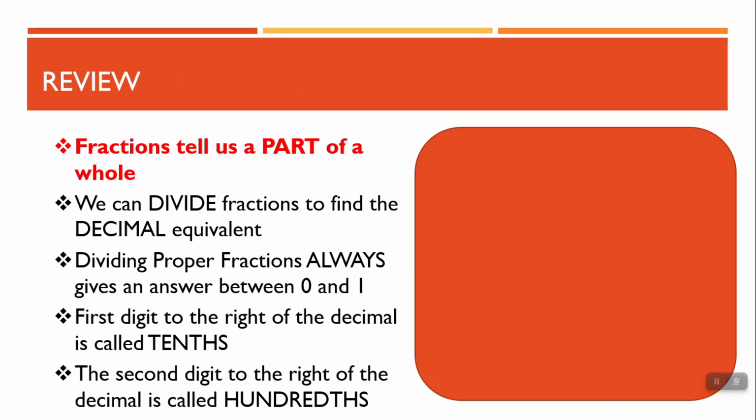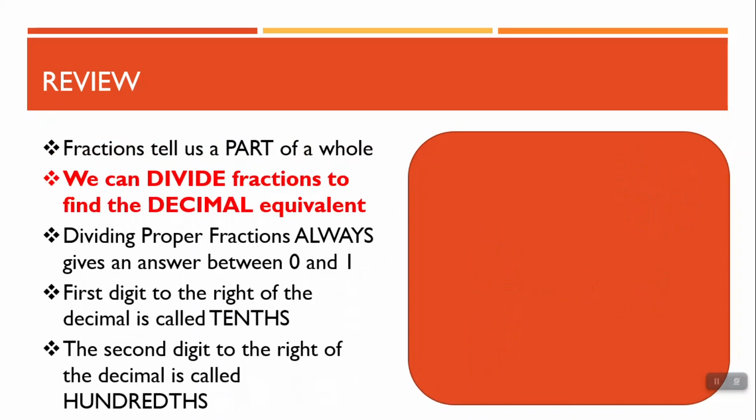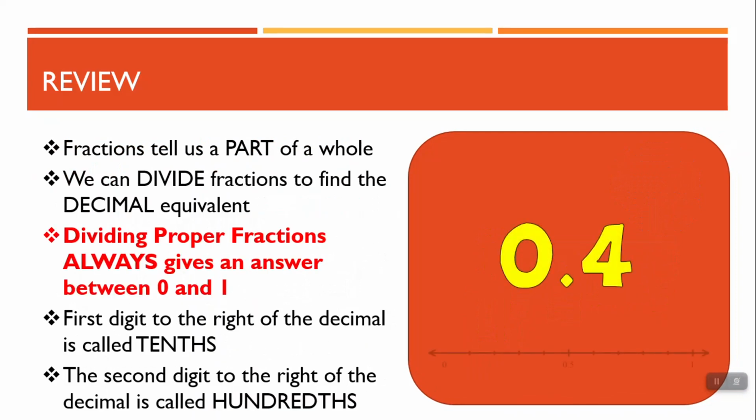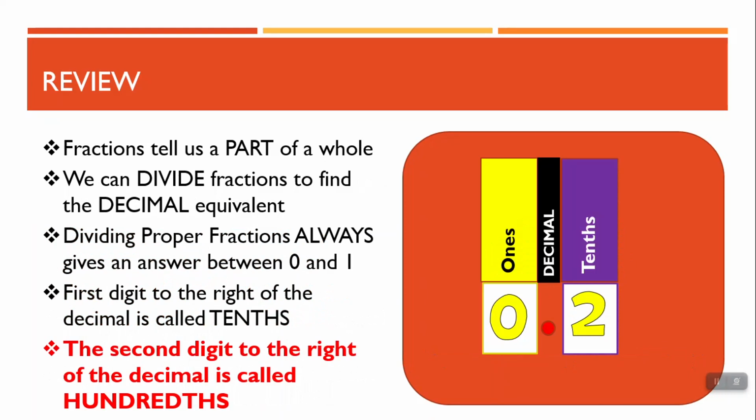So to review, fractions tell us a part of a whole. We can divide fractions to find the decimal equivalent. Dividing proper fractions will always give us an answer between 0 and 1. The first digit to the right of the decimal we call tenths. And the second digit to the right of the decimal is called hundredths.